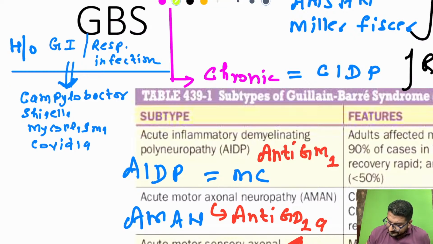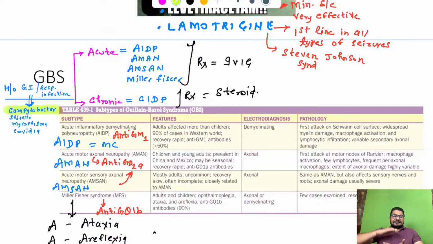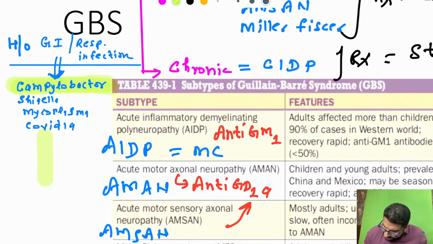So for exam purpose, what you have to remember is Campylobacter jejuni. So understand this thing. Patient had Campylobacter infection. Few weeks later he developed ascending neuropathy.